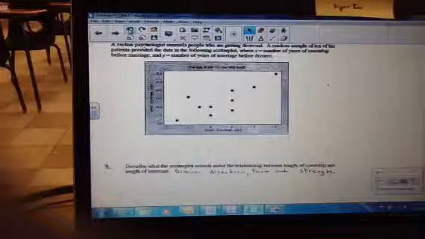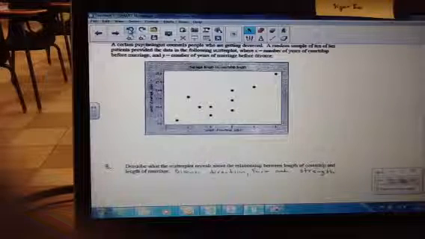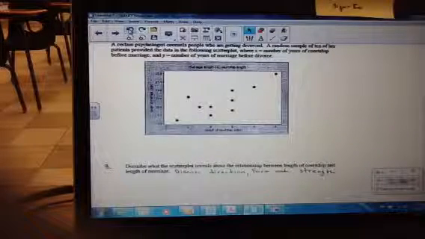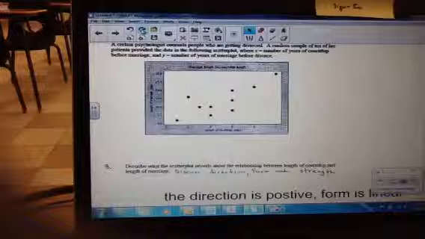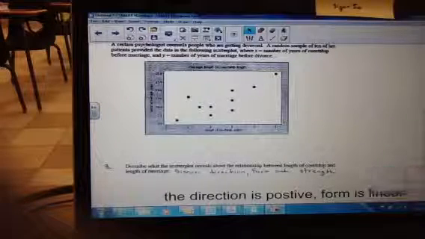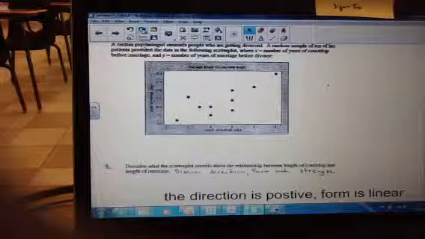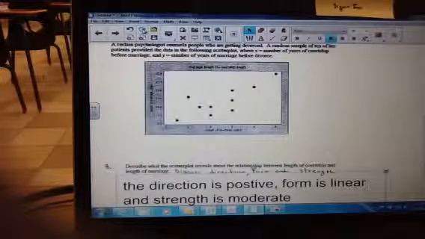Number 8, you had a comment about the direction, form, and strength of this scatter plot. So we say that the direction is positive, the form is linear, and the strength is moderate.